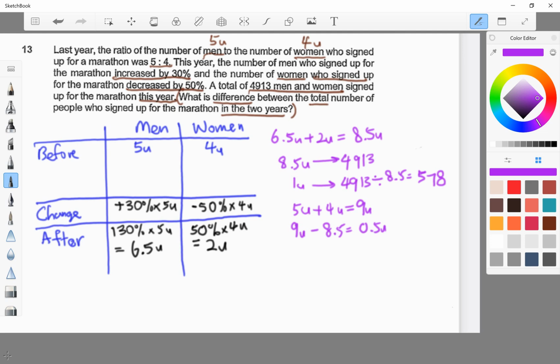And since 1 unit is 578, 0.5 units will therefore be 578 divided by 2. Okay, 578 divided by 2, and this gets me to 289. And you have followed me all the way till the end. This is indeed the answer that we are looking out for.